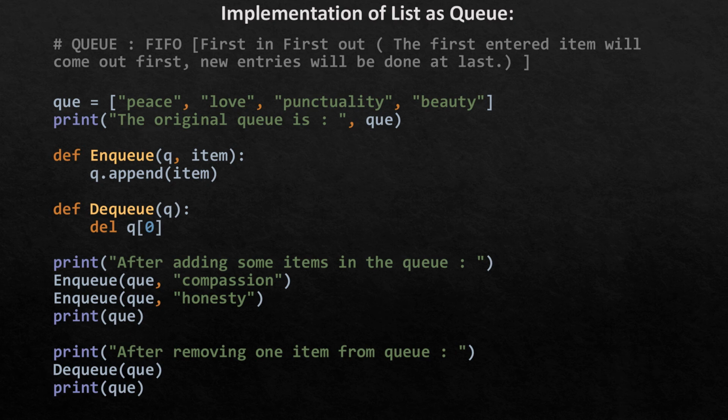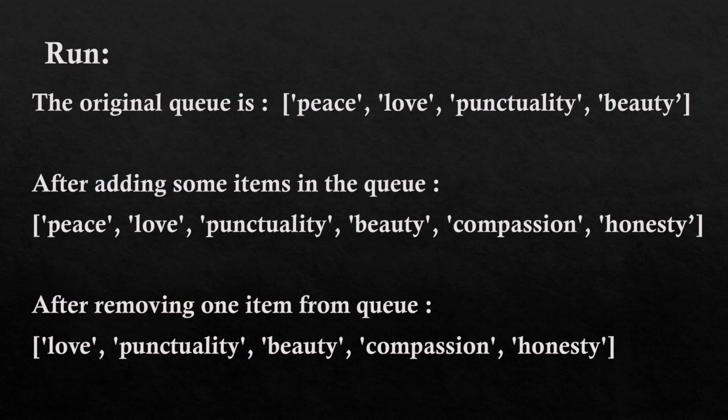Now we have called these two functions. Enqueue is called two times, that means two elements are added into the queue. And dequeue is called one time to remove one item from the queue. Now let us run the program. The original queue is like this. And after adding some items in the queue, those items are added at the end of the queue. And after removing one item from the queue, as you can see, the first item from the queue is removed. The first element which is there has to be removed first.